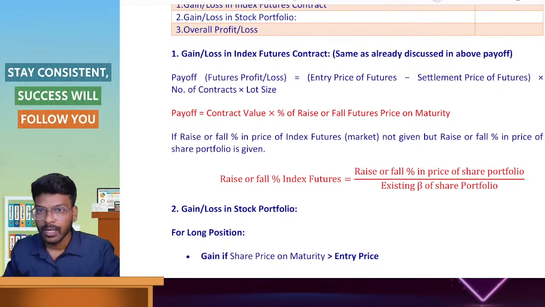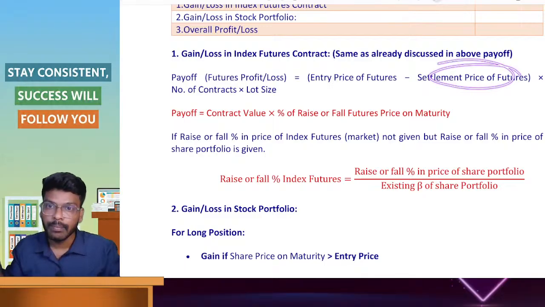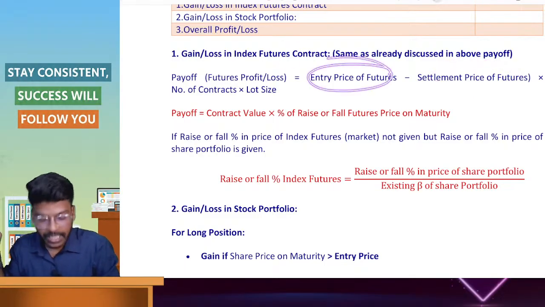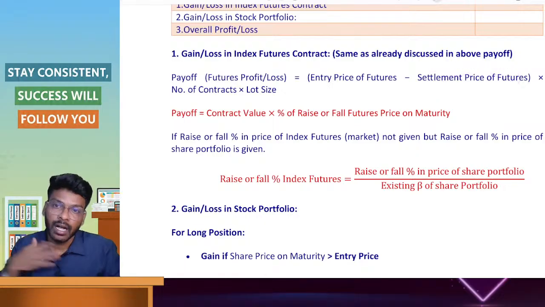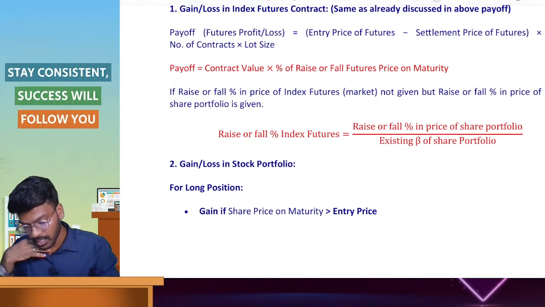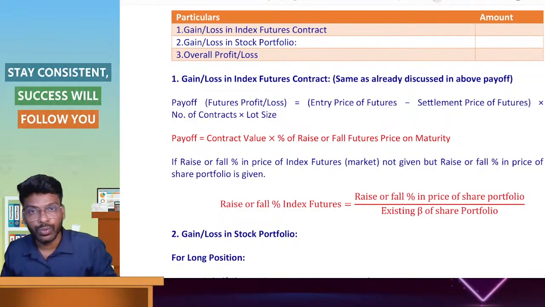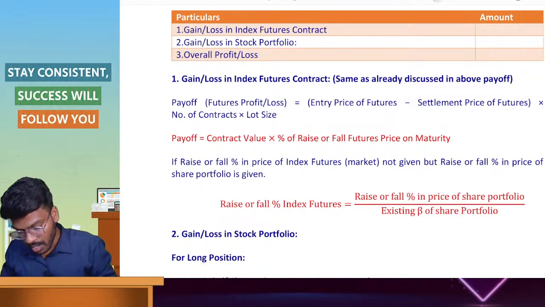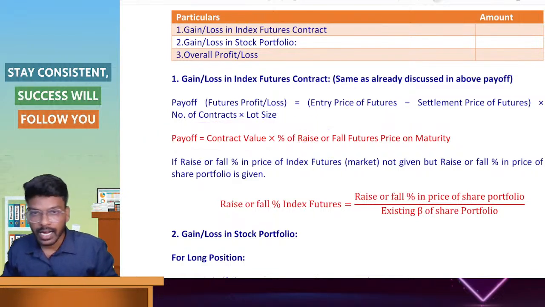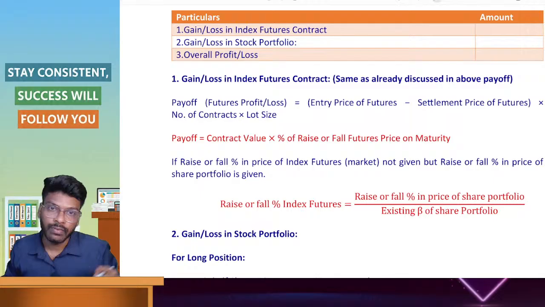If it is a long position, settlement price is my sale value, and entry price is my cost. In case of short position, entry price is my selling price, and settlement price is my cost. The same formula is to be used to compute the gain or loss on an index future. Payoff computation: contract value multiplied with the percentage of rise or fall of future price on maturity.